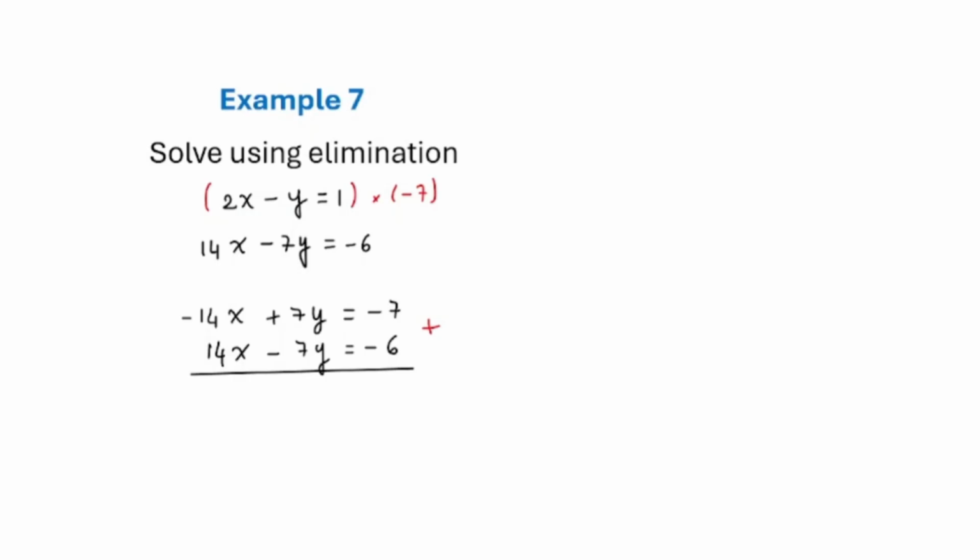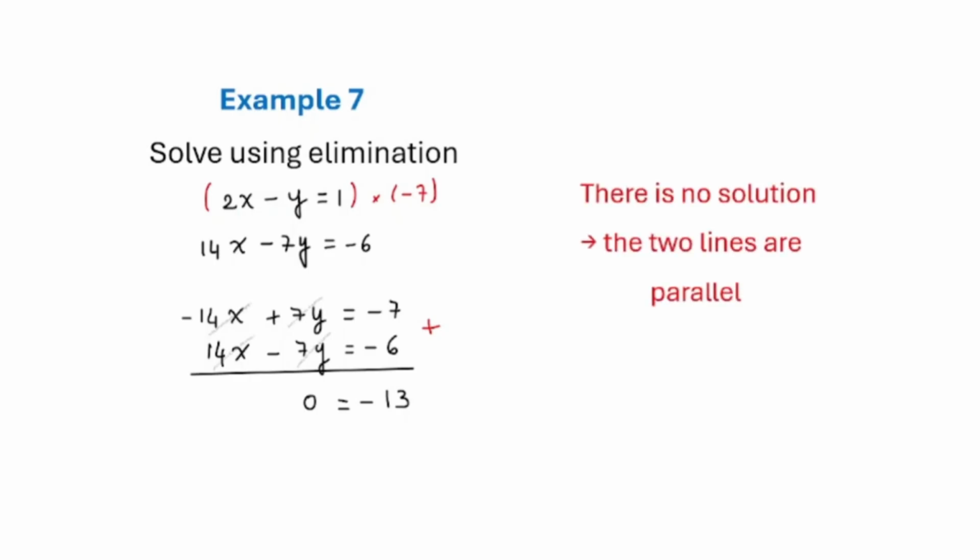Negative 14x plus 14x cancel out. 7y minus 7y cancel out. On the right-hand side, negative 7 plus negative 6 gives negative 13. So we get 0 is equal to negative 13. This is impossible. 0 can never be equal to negative 13. So these simultaneous equations have no solution. Geometrically, the solution of simultaneous equations is the point where the two lines intersect, meaning a point that belongs to both lines at the same time. In this case, there is no point of intersection, so the two lines are parallel and there is no solution.